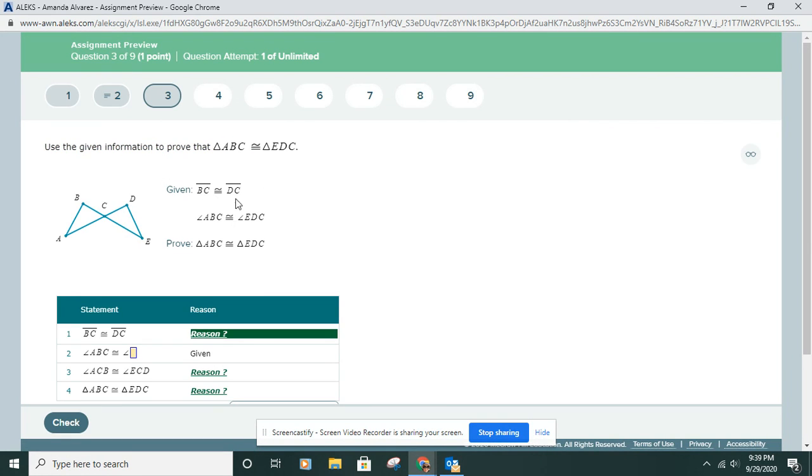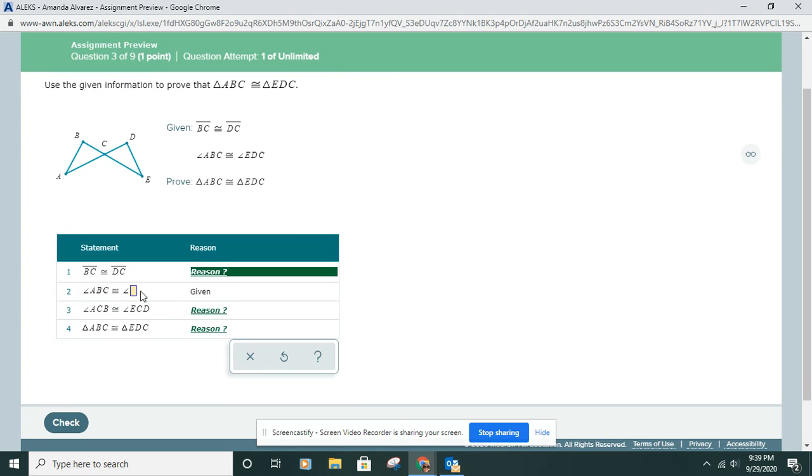All right, another proof. We're really getting into a lot of proofs right now. So use the given information to prove two triangles are congruent. So review again. We are given a side, BC and DC. So you can kind of see how these triangles match up with their congruence. And we are given an angle as well, ABC and EDC. So this angle and that side and that side. You can fill in the first two easily because they're givens from up here.